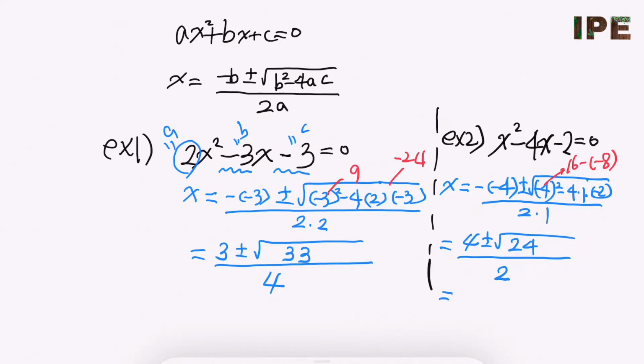So you keep doing. How? 24 is what? 4 times 6. And then 4 is 2 squared. So any squared number inside the radical can go outside. So it's a plus minus 2 can go outside. And 6 stay inside still. Over 2. And then 4, 2, 2. These three numbers altogether cancel out by 2. 2 times 1. 2 times 2. 2 times 1. So what is your final answer? 2 plus minus square root of 6. This is the final answer.